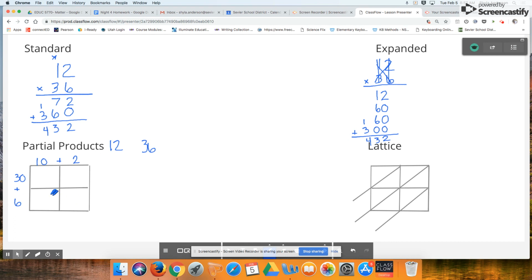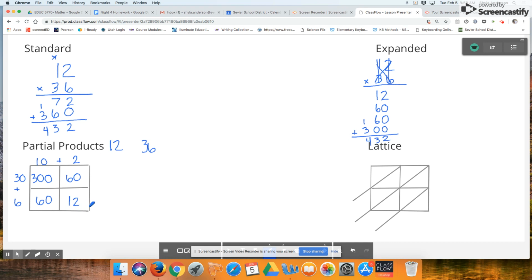Now this is where we start timesing. So I like to put my cursor right in the center of the box and I go up and over to remember which numbers I am timesing. So I'm going to go 10 times 30, and 3 times 1 is 3, and then I add my 2 zeros for my zeros trick, so 300. Now I'm going to go 30 times 2. 2 times 3 is 6, and I add a 0. 10 times 6 is 60, and 6 times 2 is 12.